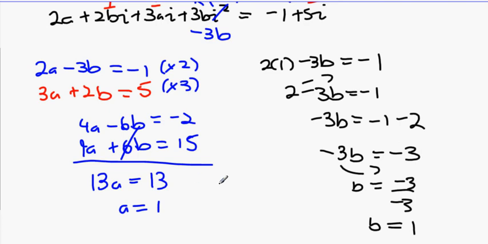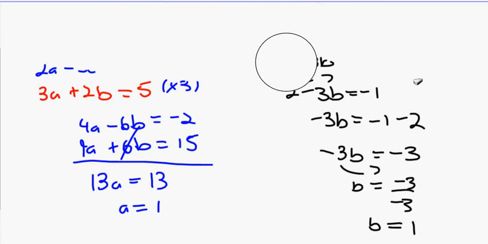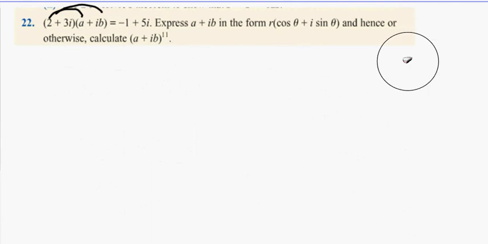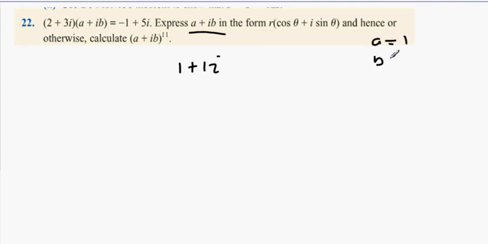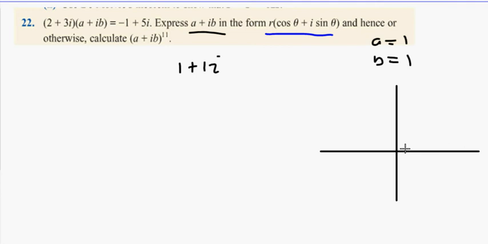Okay, so it's 1 plus i. So far what we've determined is that this number a plus bi is 1 plus 1i, because a equals 1 and b equals 1. Now we have to change it into polar form. So what we've got to do is draw our axis. Once we draw our axis, we know that it's 1 across, 1 down. So that's 1 and that's 1.